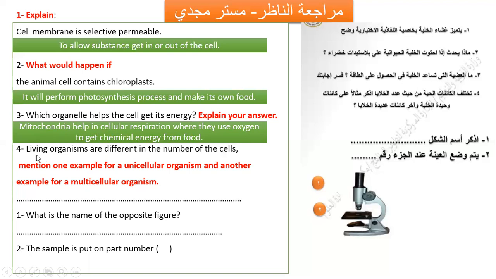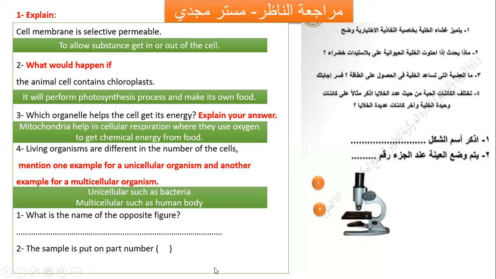Okay? Living organisms are different in the number of cells. This is an important question. Mention one example for unicellular organisms and another example for multicellular organisms. Now it's your turn. Unicellular organisms such as what? Yes, excellent, bacteria. And the multicellular organisms: plants, animals, humans. So here is the answer: unicellular such as bacteria, multicellular such as the human body.